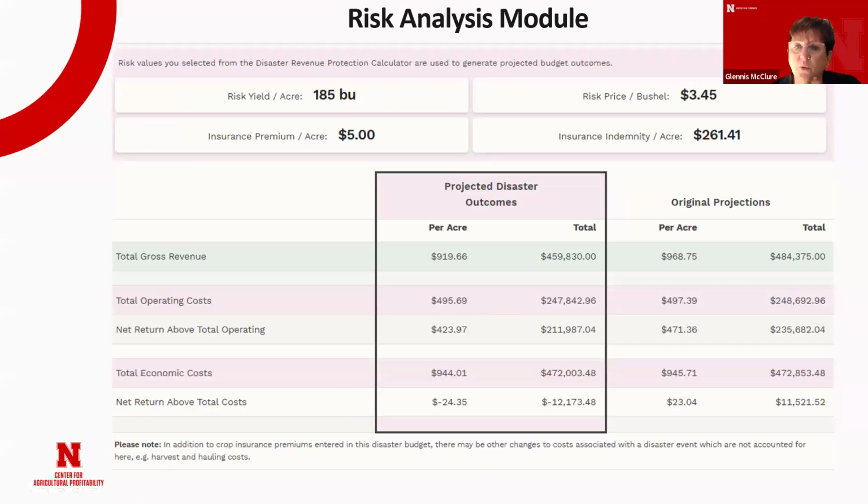So this is a little report that you would get. This is just a sample from a year or two ago. My original projections show that I would be making this much on a net return above total costs. And after I run the scenario, even with some crop insurance, I'm losing $12,000, but I could have lost a lot more than that.